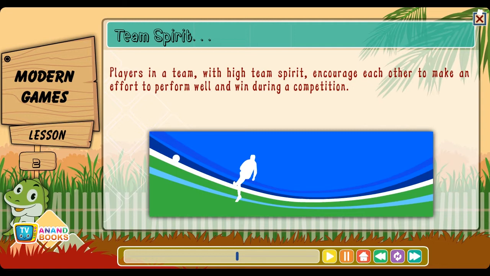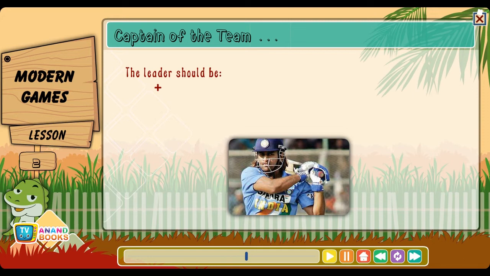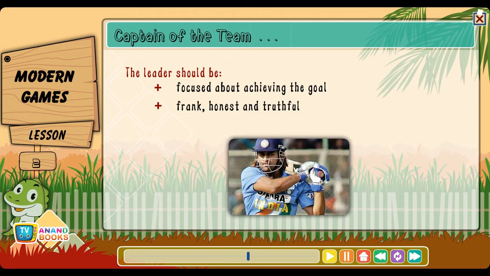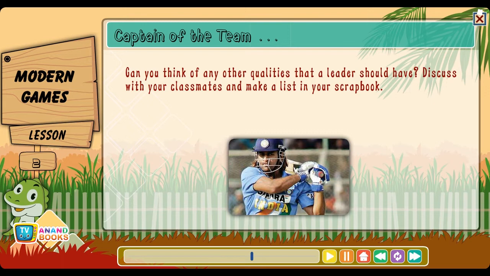The captain is the leader of the team. He decides a plan of action with his team members. He directs the work of the team and makes sure that each player does the work given to him or her. The captain has a lot of responsibility. He often gets the credit or blame for winning or losing the games. The leader should be focused about achieving the goal, frank, honest and truthful, fair, unselfish and caring towards team members. Can you think of any other qualities that a leader should have? Discuss with your classmates and make a list in your scrapbook.